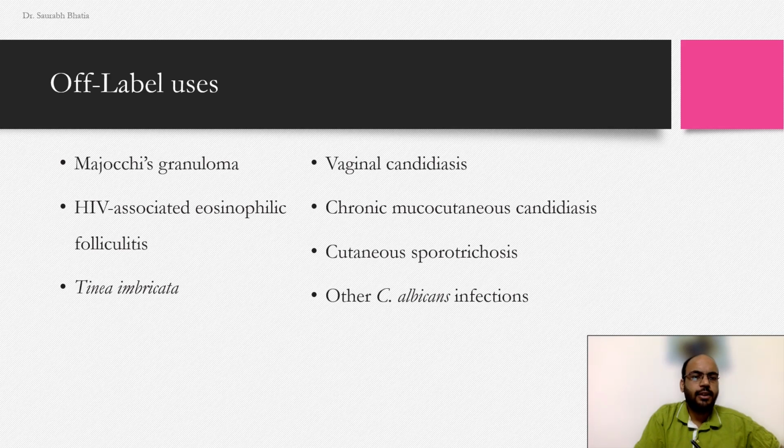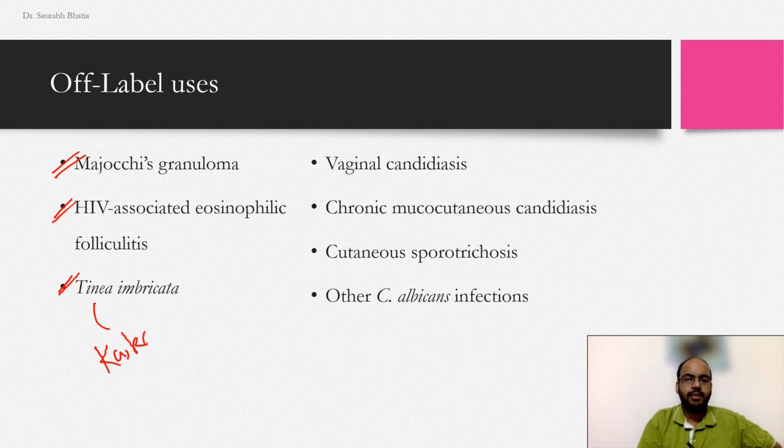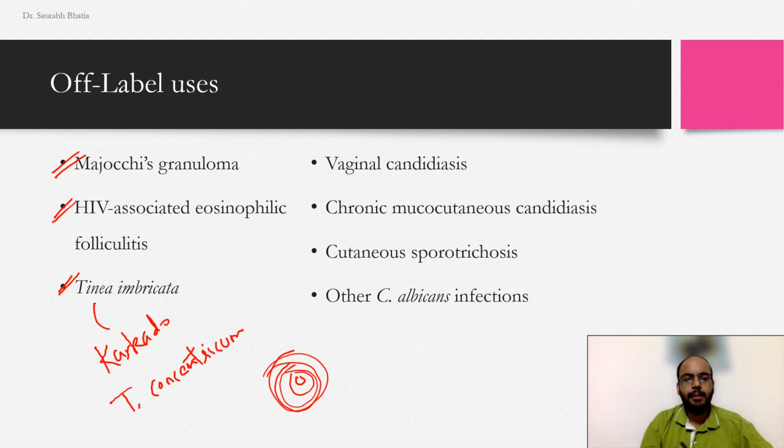Off-label uses include Majocchi's granulomas, HIV-associated eosinophilic folliculitis, and Tinea imbricata. Now, Tinea imbricata, just a little bit of segue, it is also known as Tokelau. Okay, it is named after some island. I'm not easily remembering right now, but that's what it is. It is caused by Trichophyton concentricum, and you have fungal growth in multiple concentric layers, and it is known as Tinea imbricata.